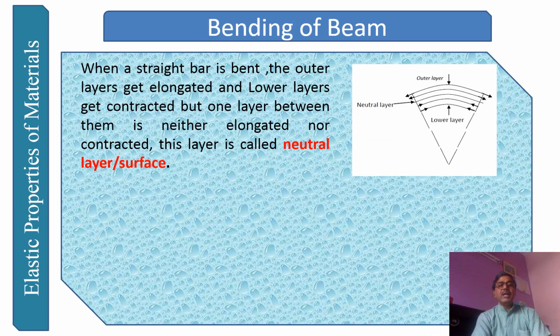So, as I explained, when a straight beam is bent, the outer layer gets elongated and the lower layer gets contracted, but one layer between them is neither elongated nor contracted, and that layer is called the neutral axis. So here this will be your neutral axis. This axis is called the neutral axis, which is neither elongated nor contracted. Okay, fine.